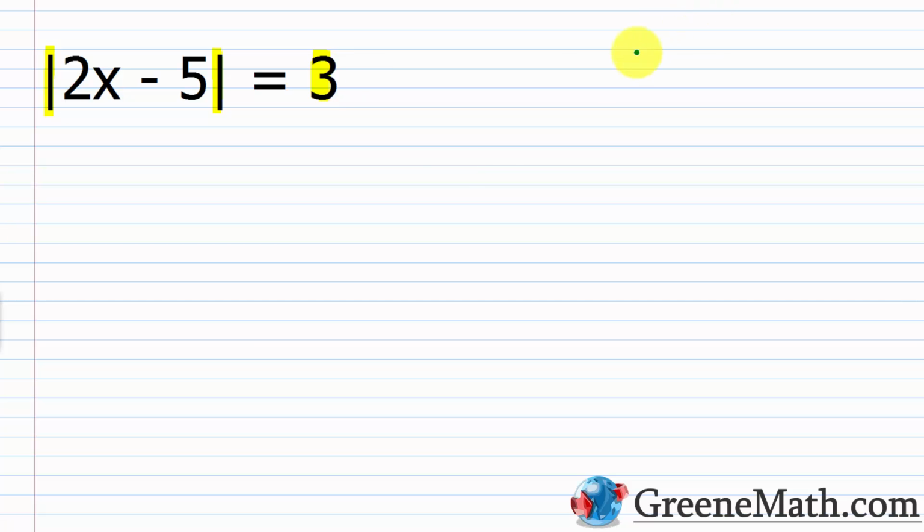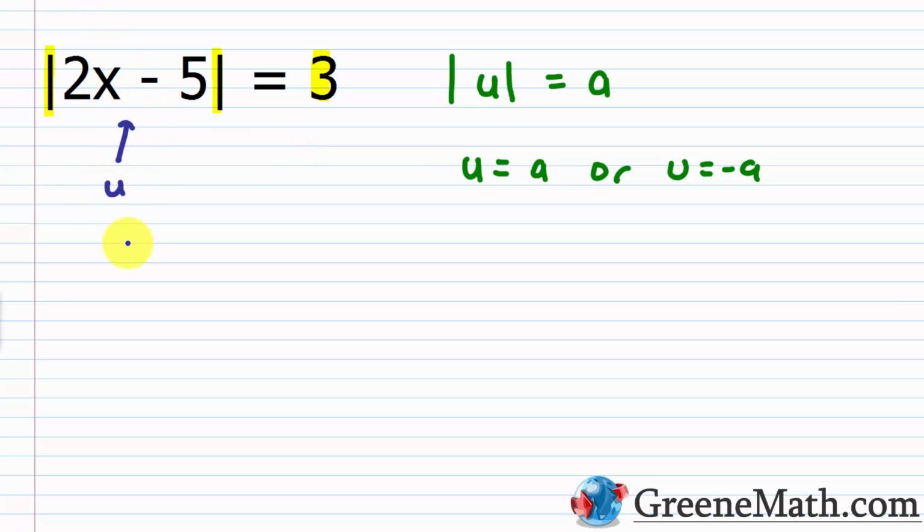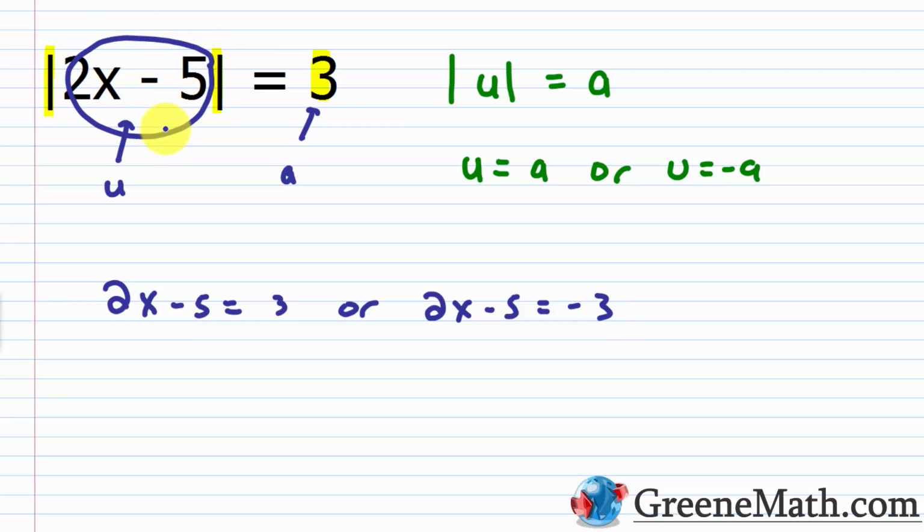So then we can use our little rule. If the absolute value of some algebraic expression u is equal to some positive number a, then u is equal to a, or u is equal to negative a. We're just going to use that here. This expression, 2x minus 5, that's u, the algebraic expression, and 3 is the positive number, that's a. So 2x minus 5 could be equal to 3, or 2x minus 5 could be equal to negative 3.